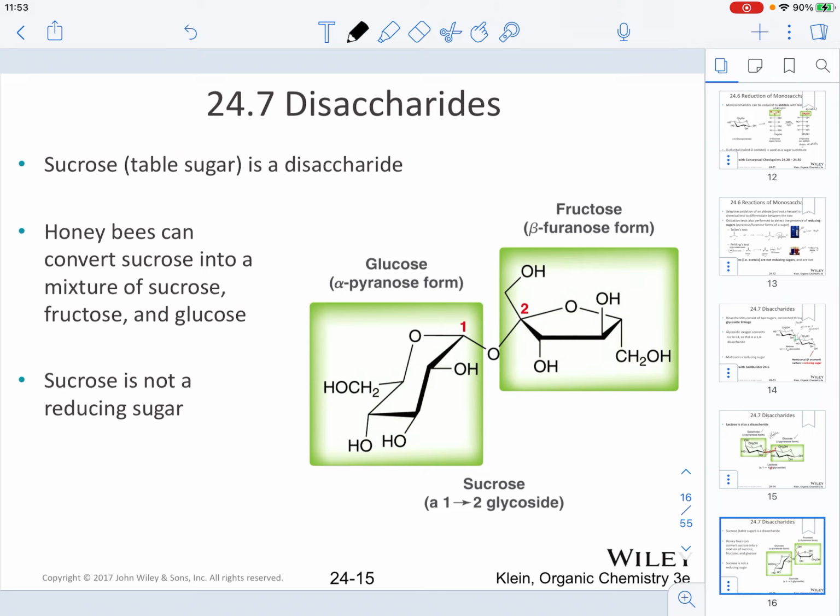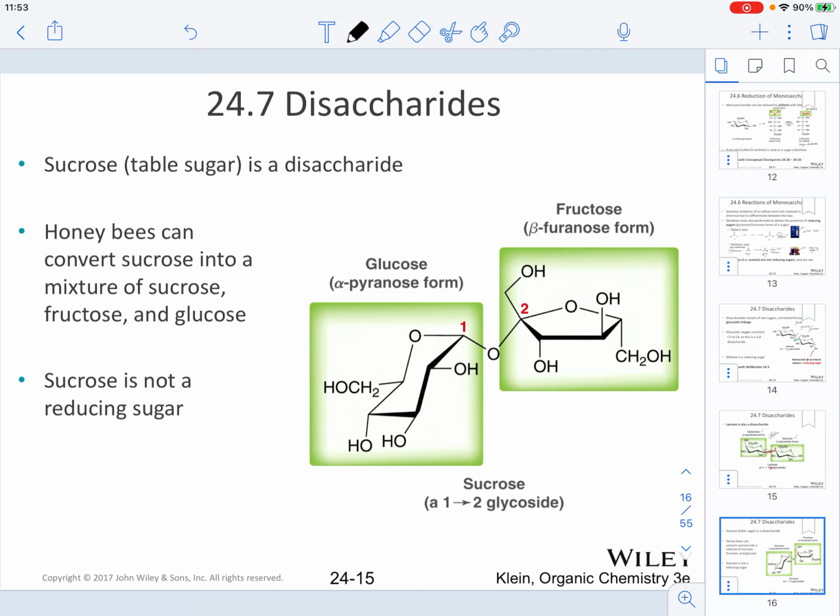The next disaccharide that we're going to talk about specifically is sucrose. Now, sucrose, which is known as table sugar, understand that this one specifically is going to be a 1,2 glycoside. Sucrose can be converted into fructose and glucose, and that's what actually we have in honey.